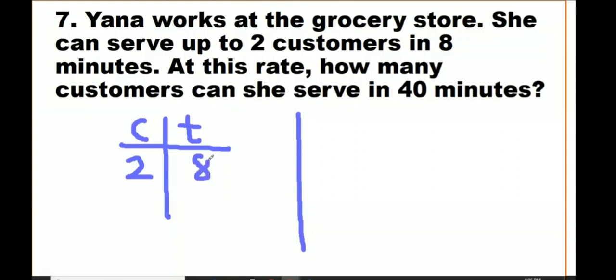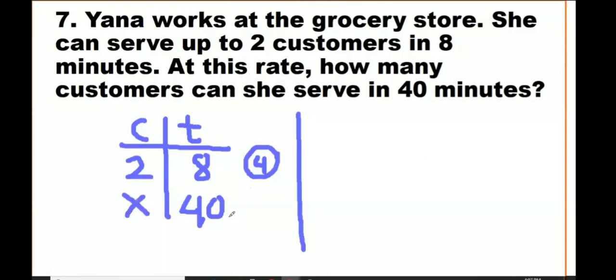So scale factor, 2 times 4 is 8. Again, 8 divided by 2 is 4. So the scale factor is 4. So now the second row will be, how about in 40 minutes? So we're going to put 40 under time. And then we will represent the unknown as x. That's the number of customers.